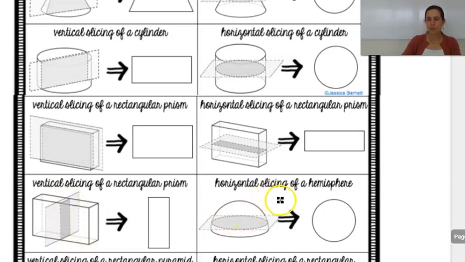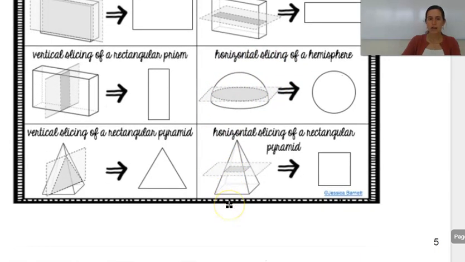The next example is the hemisphere, and anytime you slice that horizontally, it will create that circle. And in the last row on this page, we have a rectangular pyramid. If you cut that rectangular pyramid, it's going to create a triangle. And if I cut it horizontally, it's going to be parallel to the base, so it's going to be a square.